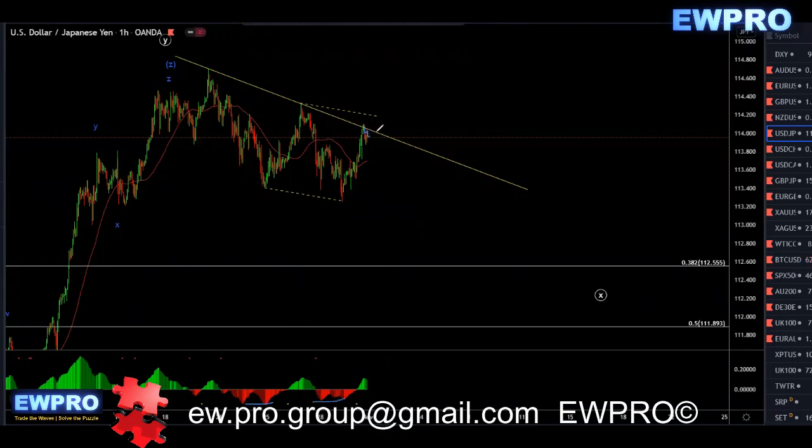If you get a little flag in here, you can look to buy it, but just be mindful that it may just break this top and then fall over on you for like the larger C down. So just be mindful of that.